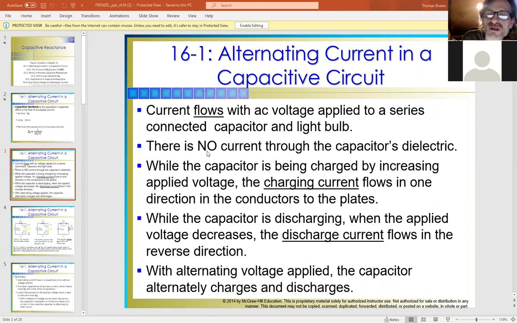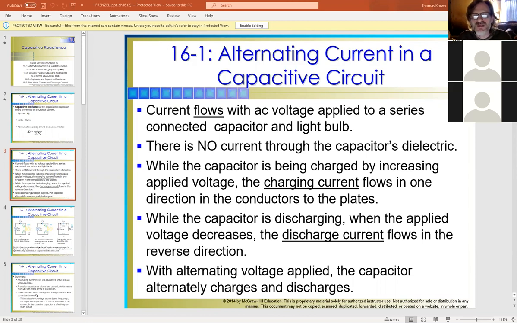And notice the statement here where there is no current through the capacitor's dielectric. Now remember, inside of this capacitor is a dielectric that is essentially non-conductive. The next statement here is, while the capacitor is being charged by increasing applied voltage, the charging current flows in one direction in the conductors to the plate. So there's an interesting phenomenon that occurs here.